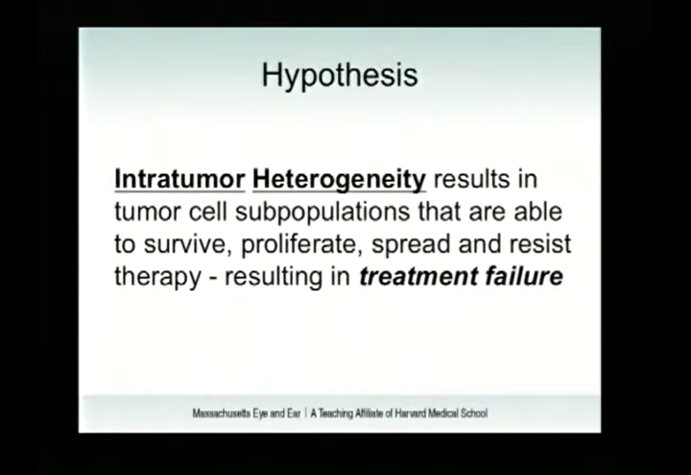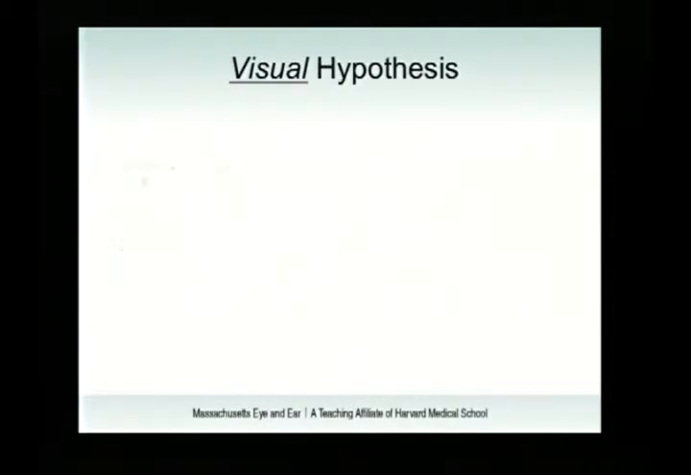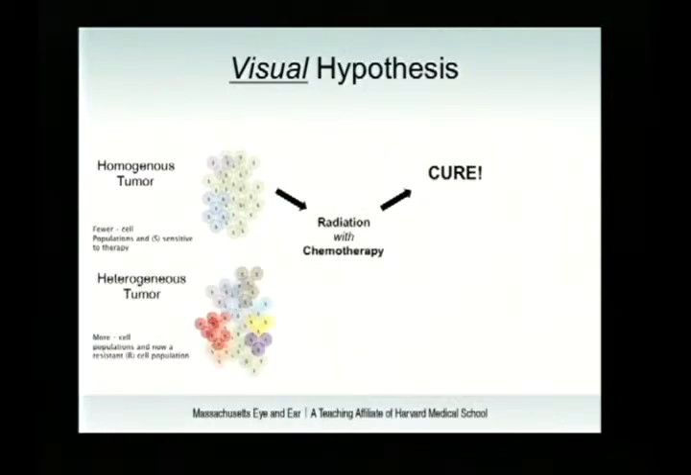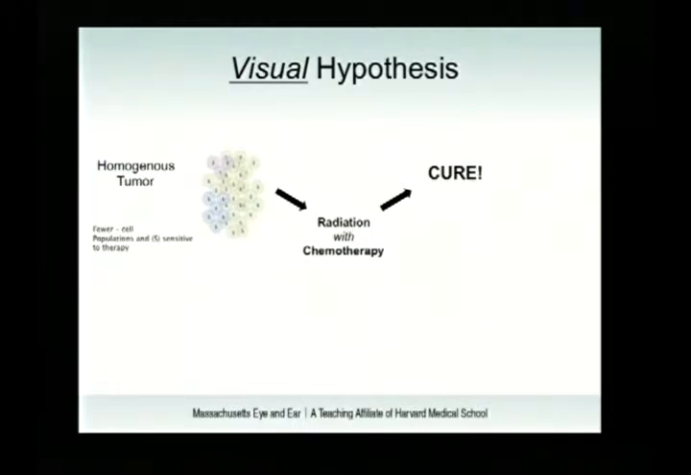So intratumor heterogeneity results in tumor subpopulations able to survive, proliferate, spread, and resist treatment failure. Next slide. But basically what this means, so now you're going too fast, go back. I'm telling you, it's going to be tough.